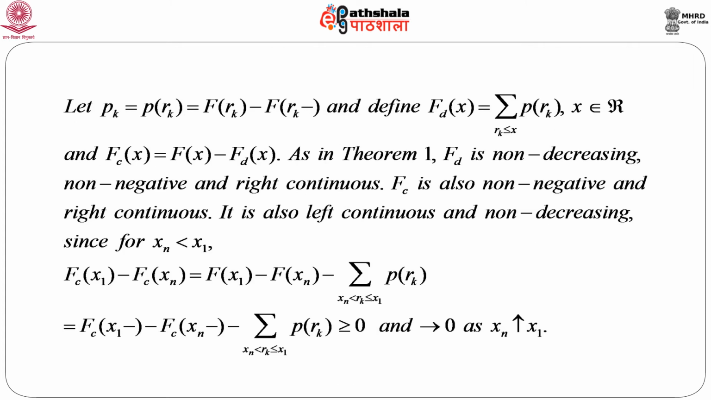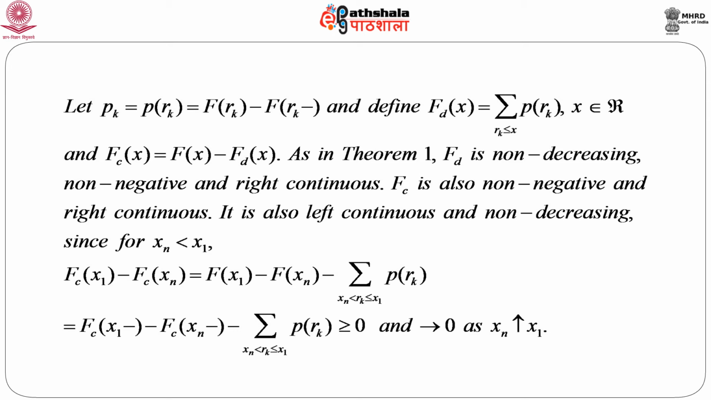Next, suppose we define p k as p of r k, which is f of r k minus f of r k minus. This means the left continuity may not be ensured, but right continuity is there because f is a distribution function. And we define capital F d x as the sum of p of r k, where r k is less than or equal to small x, for any value of x belonging to the real line.